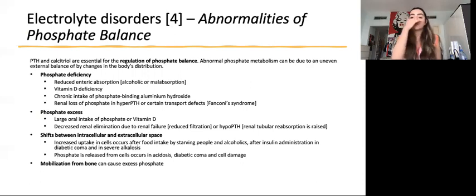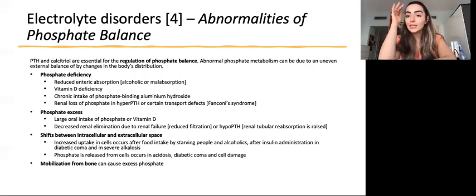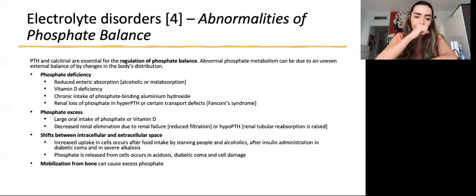Now, the phosphate concentration is a lot higher in cells than it is in the extracellular space. That's why the shift between the intra and the extracellular space is very important. The increased uptake in cells occurs after food intake by starving people and alcoholics, or after insulin administration in diabetic coma and in severe alkalosis, while phosphate is released from cells in acidosis, diabetic coma, and cell damage.